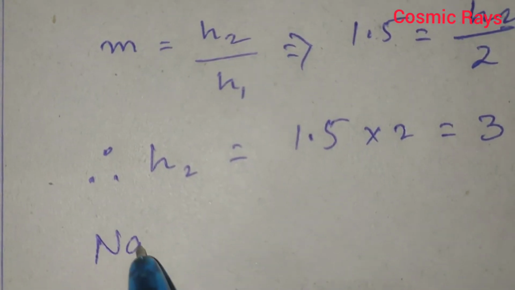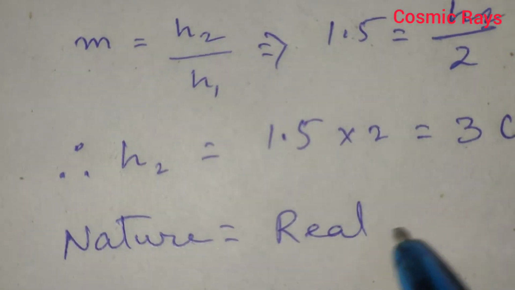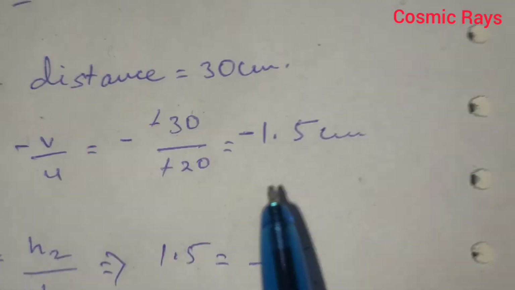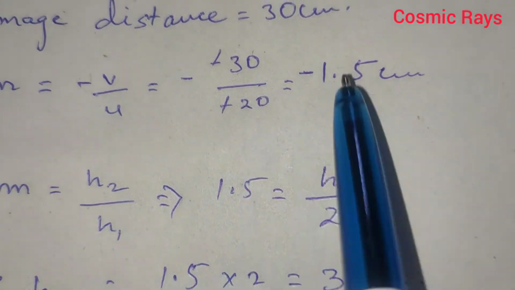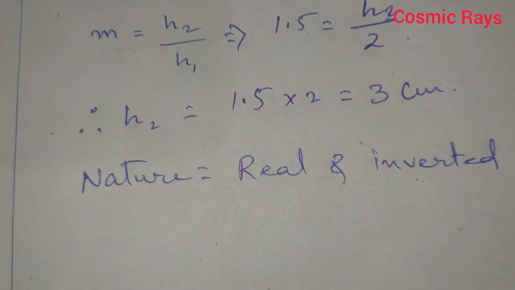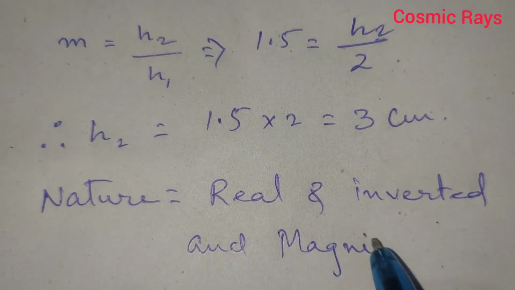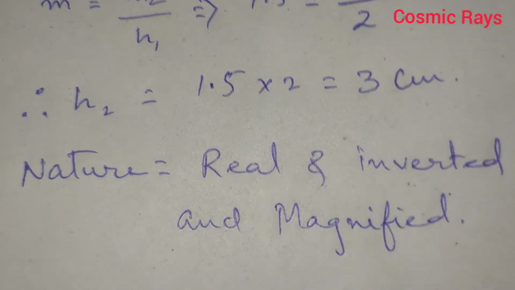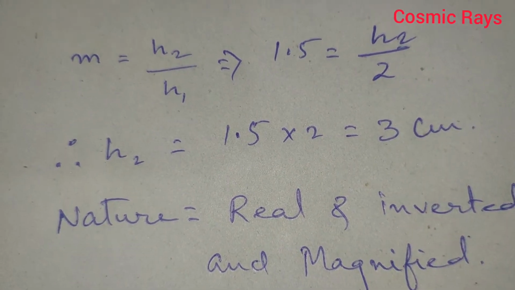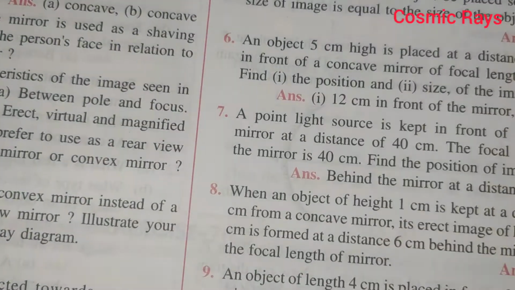Now the nature of the image is real and inverted. How do we know it's real and inverted? Because the magnification is negative. Magnification is negative for real images, and real is always followed by inverted. It is also magnified because the object was having the height 2 centimeter, but the size of the image is 3 centimeters. So this is magnified. Let's see the other type of question.